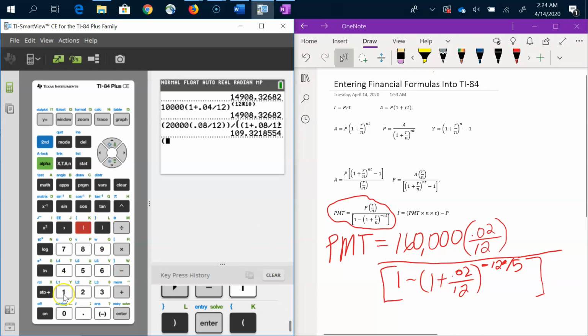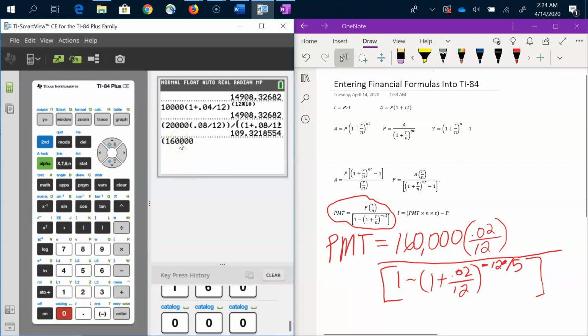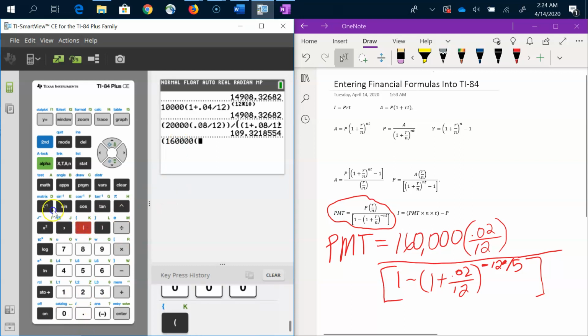So parentheses, here comes the numerator. 160,000 is the amount that I had to pay for the mortgage. Okay, that looks good. And then I've got a 2% interest rate on the loan, divided by 12, parentheses, parentheses. Now the fraction bar is divided by, again, a bracket's just a fancy parentheses. 1 minus parentheses 1 plus 0.02 divided by 12, parentheses, caret. So that's the exponent.